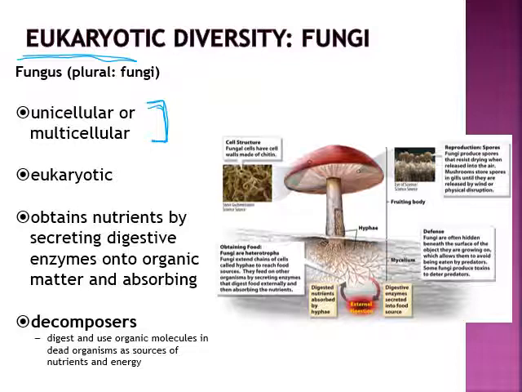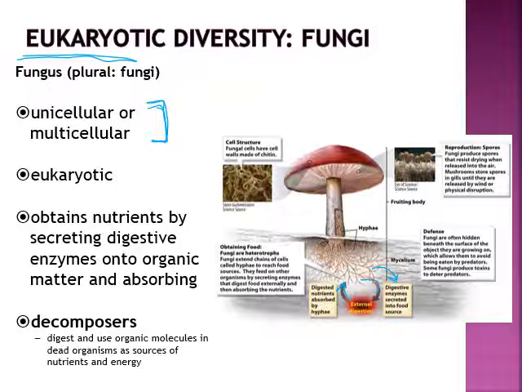And the way that they obtain their nutrients is by secreting digestive enzymes into the organic matter and then reabsorbing it. So it's kind of this continuous loop down here. So you can see that they basically secrete these digestive enzymes, and it goes into the food source or the soil, and then they reabsorb it. These things are called hyphae. Okay, and these are basically throughout the fungal body, and that's the way that they actually get their nutrition.